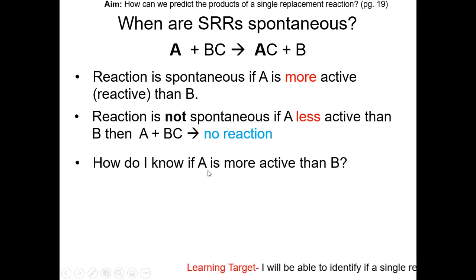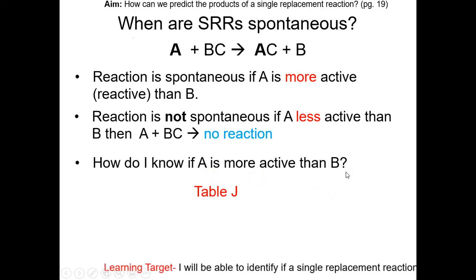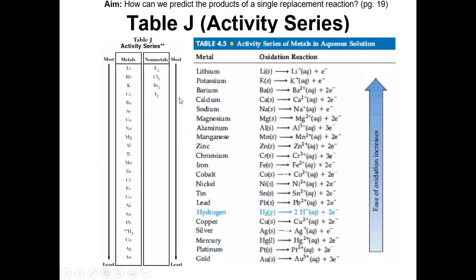So how do we know if A is more active than B? We look at Table J. So this is Table J. It's found on your reference table, so you don't have to memorize it. It's known as the activity series. It compares how reactive each element is relative to each other under aqueous conditions.